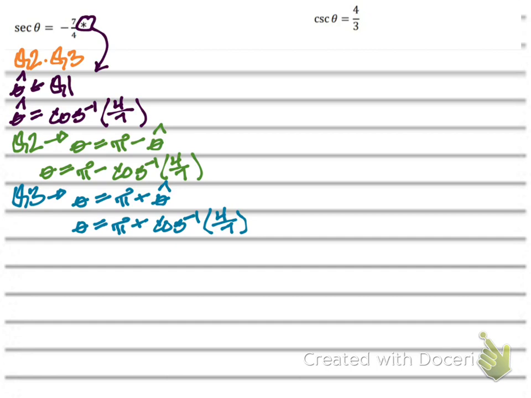So I would use the calculator to find the inverse cosine of 4 over 7 and store this here. And then do pi minus the recall, right? And pi plus the recall. It just makes it much simpler.